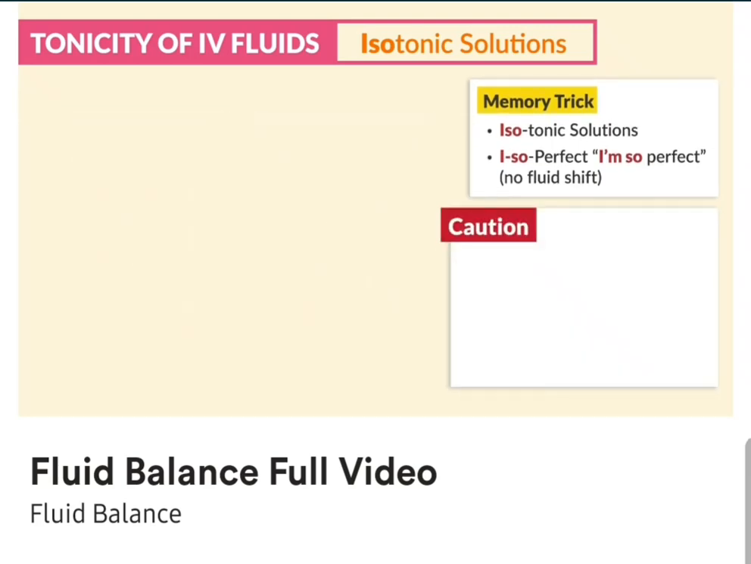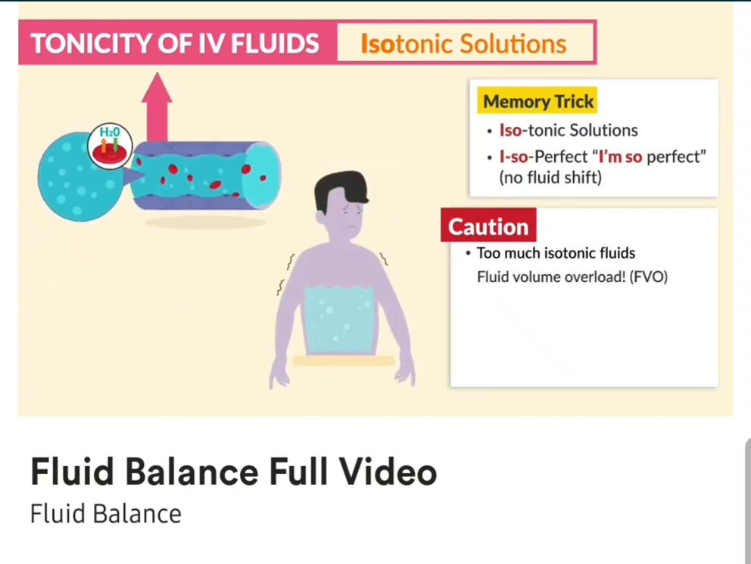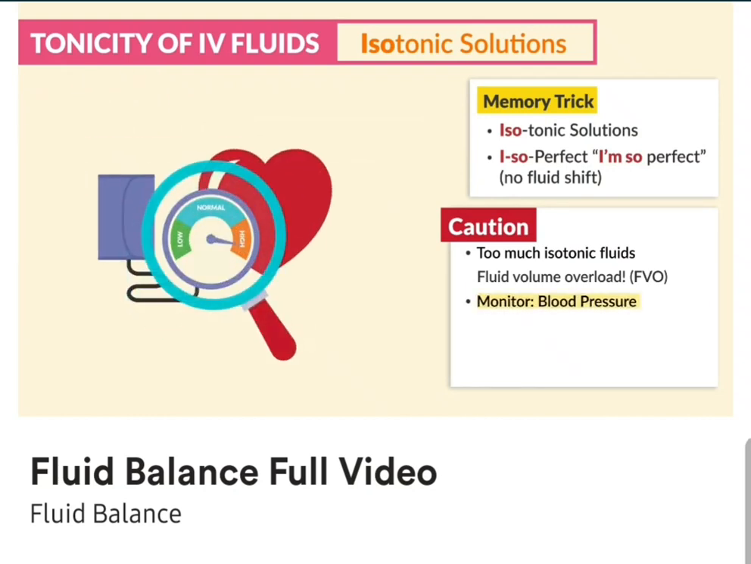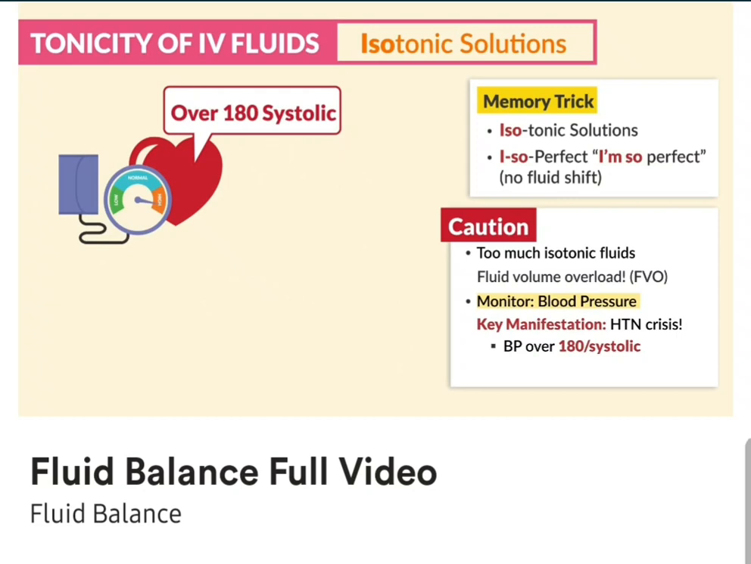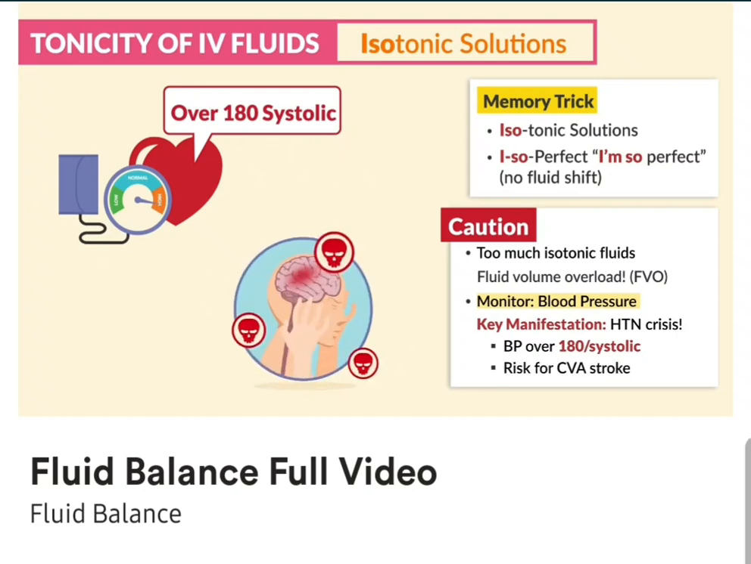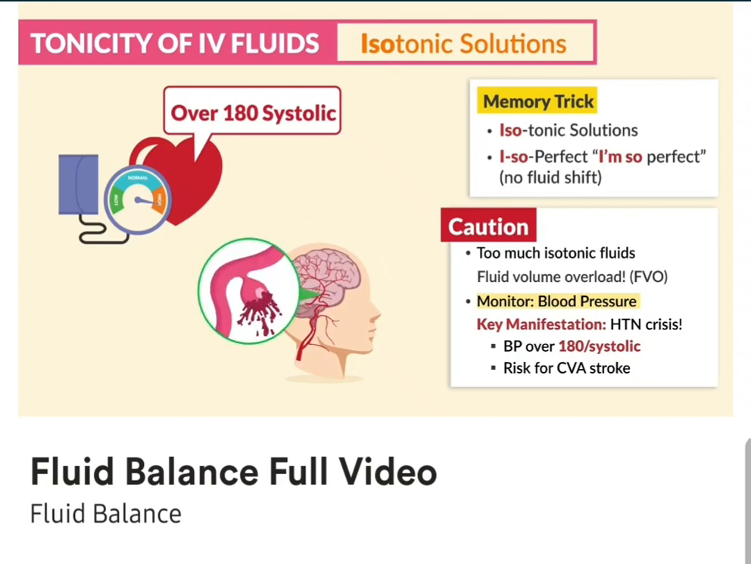Now, a big caution here. Too much isotonic fluids can cause fluid volume overload, that big water balloon body. So we must monitor blood pressure. And the key manifestation to watch for is hypertension crisis. We're talking a BP over 180 systolic. Huge risk for a CVA stroke. Once again, just think about all that pressure pounding on those little tiny blood vessels inside the brain. It can cause a deadly bursted blood vessel called an aneurysm.